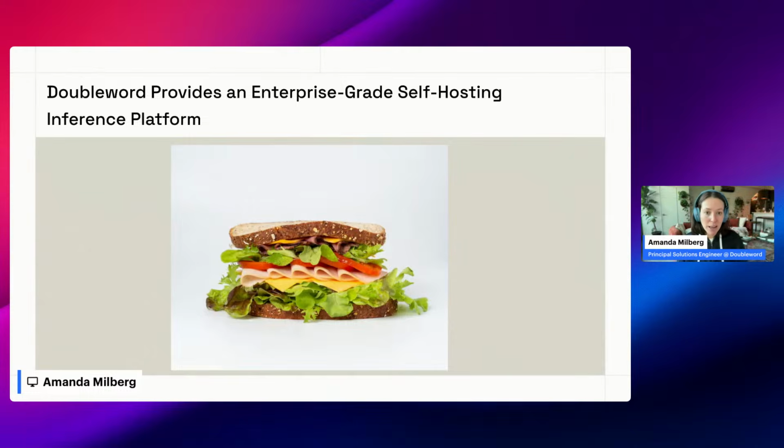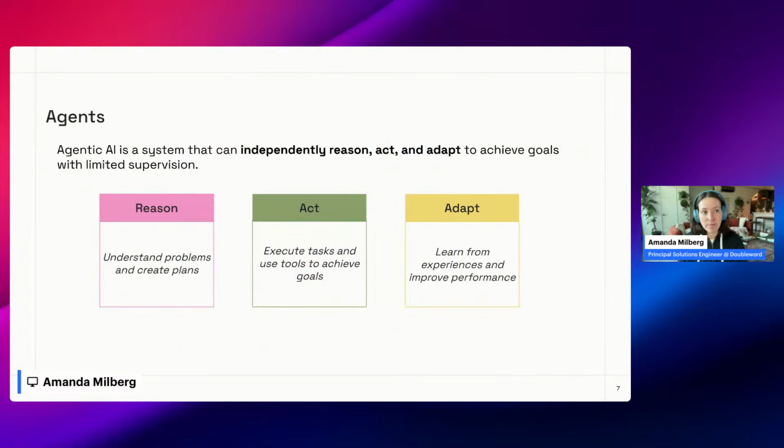And so now that we've spoken a little bit about what self-hosting is, what components it takes to make self-hosting successful, and how companies like DoubleWord can help, I want to shift the conversation to talk about AI agents. So, what are AI agents? Well, at the highest level, a definition I like to use is that they're AI systems that can independently reason, act, and adapt to achieve goals with limited supervision.